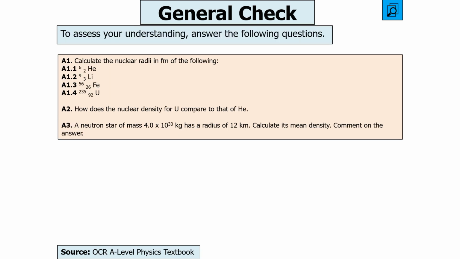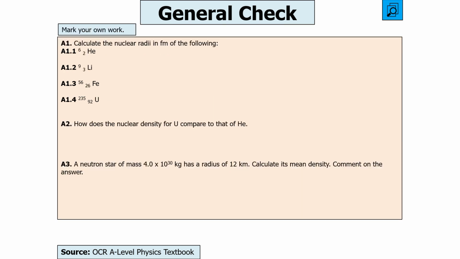So the next question says, calculate the nuclear radii in femtometers of the following: helium, lithium, iron and uranium. Then how does the nuclear density for uranium compare to that of helium? And then a neutron star of mass 4 times 10 to the 30 kilograms has a radius of 12 kilometers. Calculate its mean density and comment on the answer. So pause the video now, then unpause the video when you want to go through your answer.